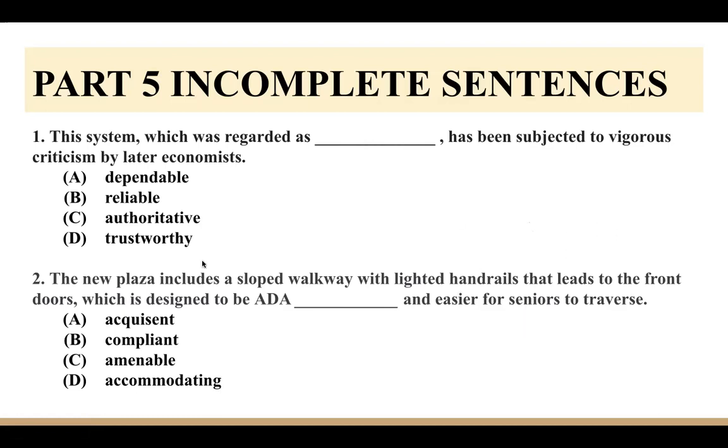Easier means positive. We have to see something that is positive. If we say something neutral, it's not that positive, so I think we can cross out D, accommodating, or even A. So we can wait between the two, compliant or amenable. Amenable here is all about friendship, but here it's all about seniors, meaning it's comfortable or easy. So the answer we go for is B. Everyone type B for me, please. And B is amenable.